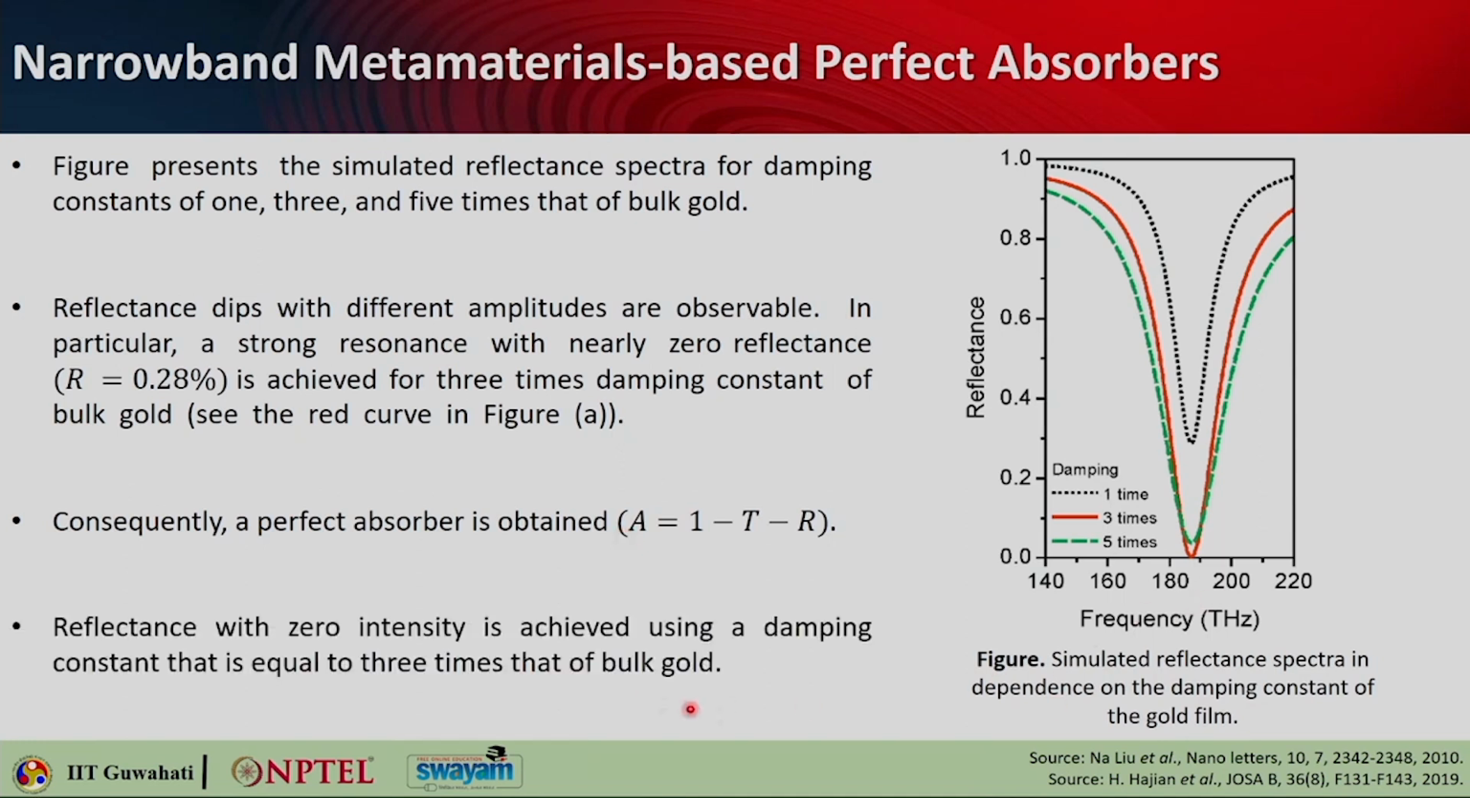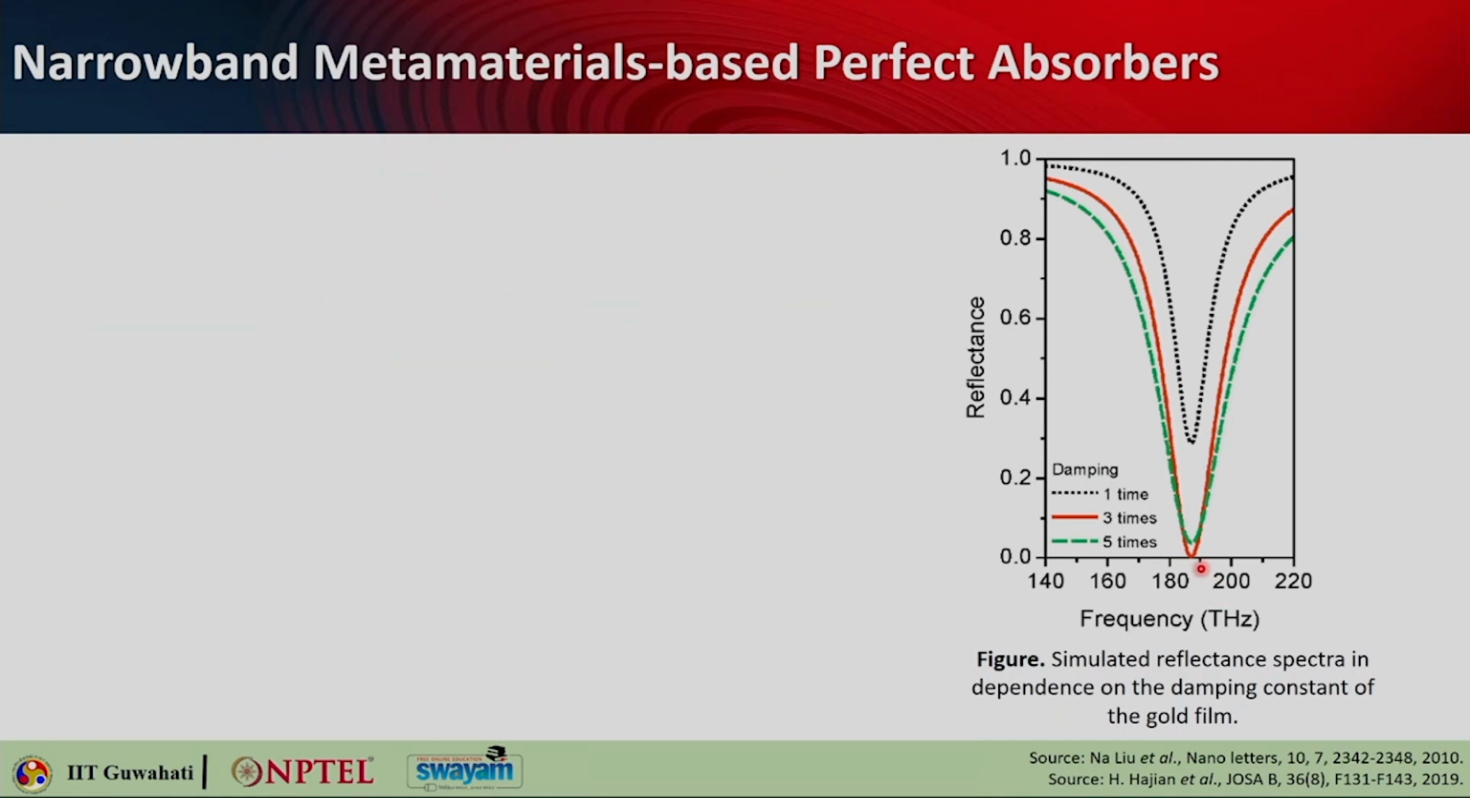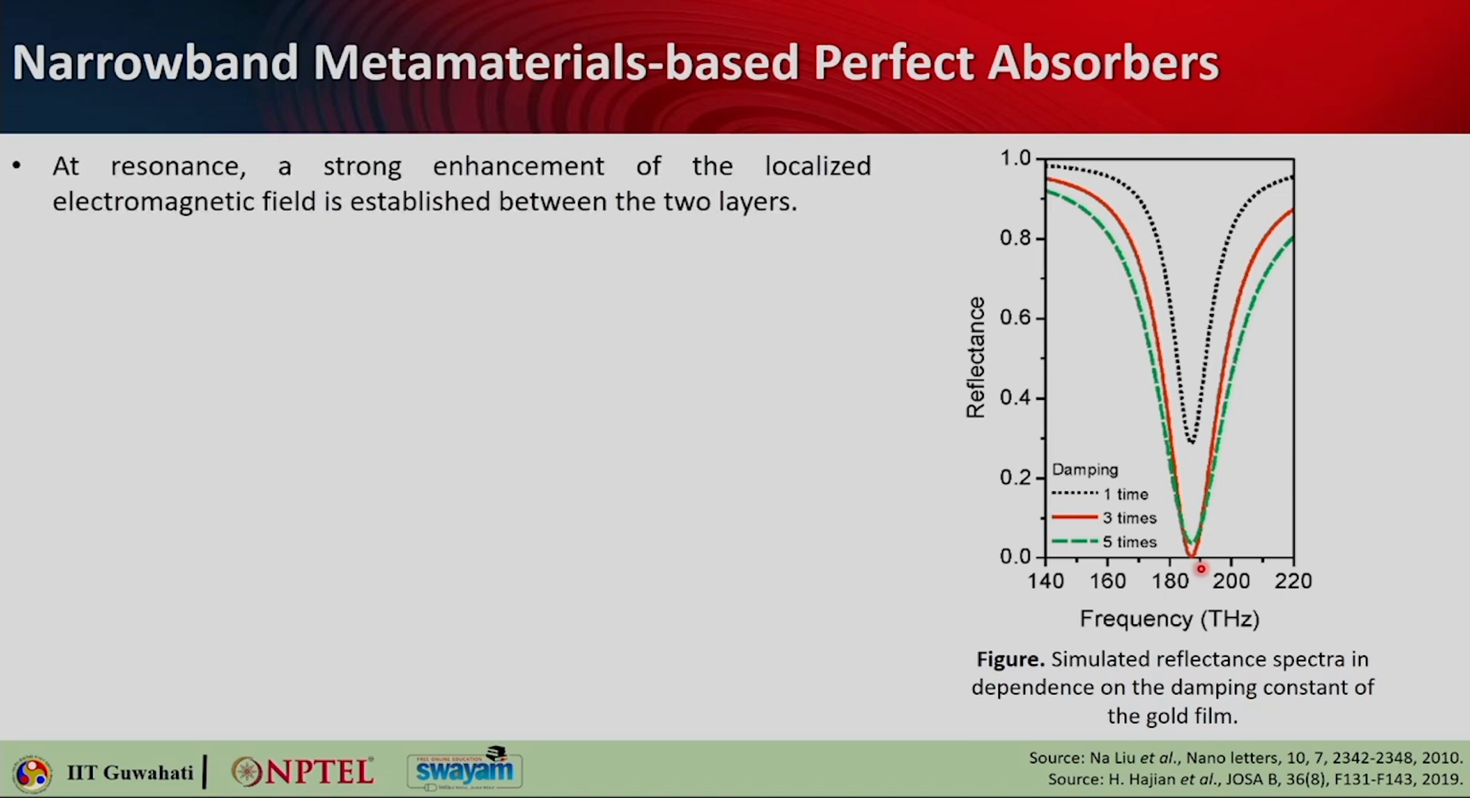Okay. So here it shows that reflection with zero intensity is achieved using a damping constant that is equal to 3 times that of the bulk gold. So that actually tells us what should be the ideal thickness of those discs. If you are able to use very thin discs, you can actually get this high damping constant that can give you this perfect absorption. So that is where the design of this metamaterial comes into the picture.